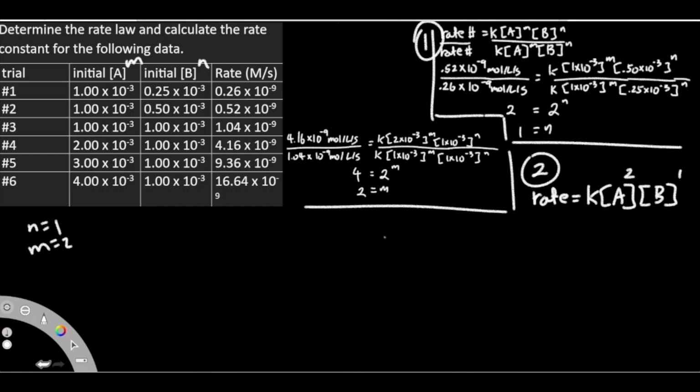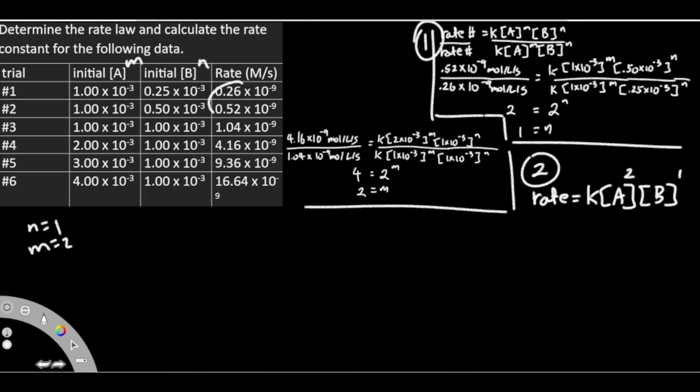We've done that, but now we got to find the rate constant. So our rate constant is obviously K. So how do we find K? It really doesn't matter which value you use. You can use any trial. Again, as long as we find our exponents, we are good. We could use any trial here. It doesn't really matter which one you use.